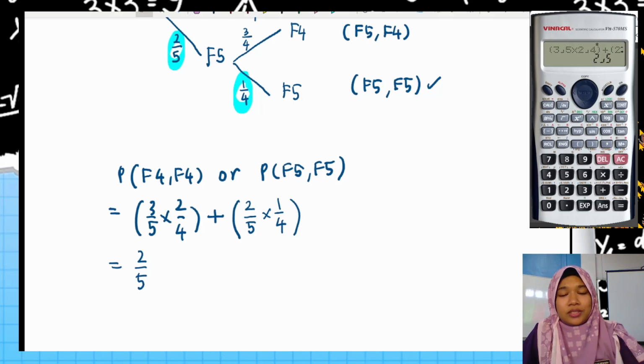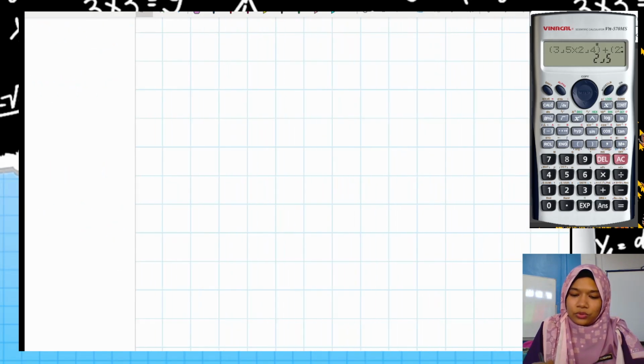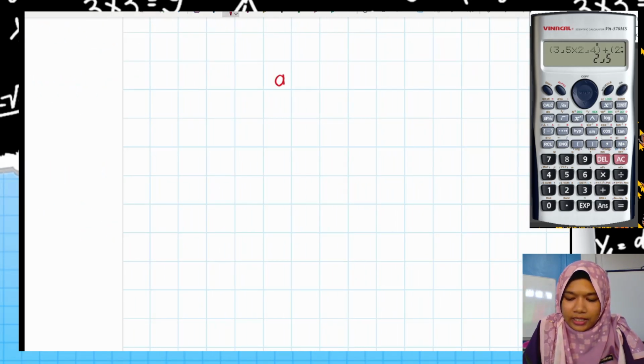Okay. Itu je. Combined event, probability of combined event, awak kena fahamkan, baca daripada huruf yang pertama sampailah titik yang terakhir. Okay. Alright. And then identify: is it you have to add or you have to multiply? Okay. Cikgu ulang balik. Kalau dia guna and. Okay. Cikgu tulis kat sini. Kalau dia guna and.